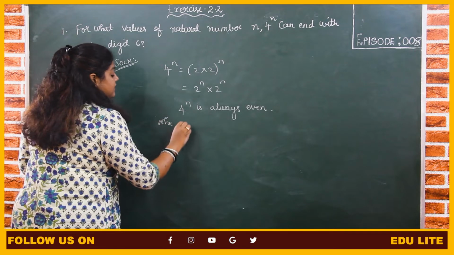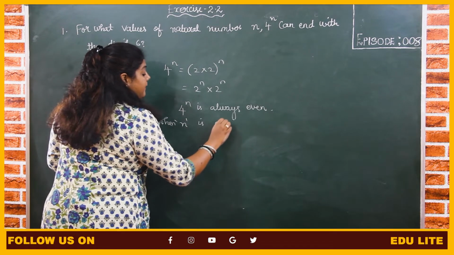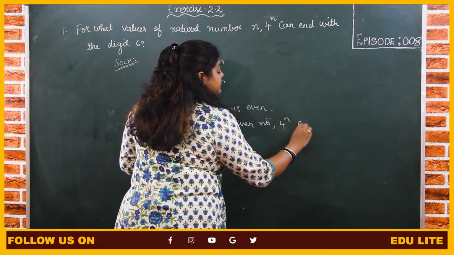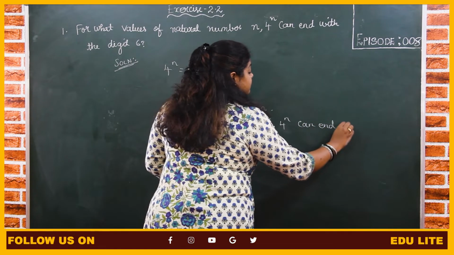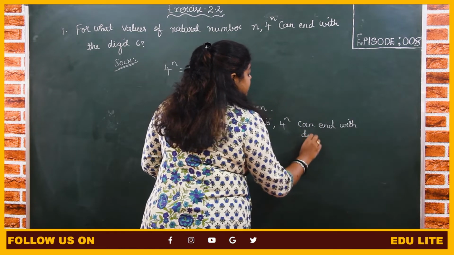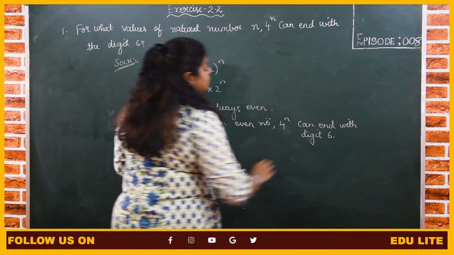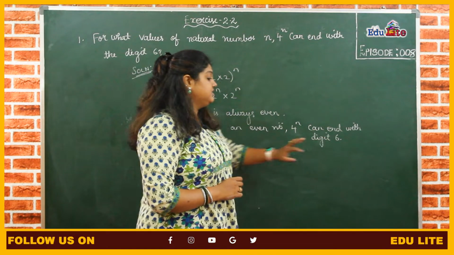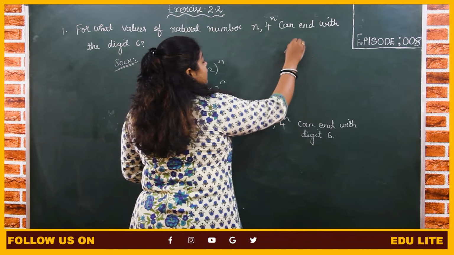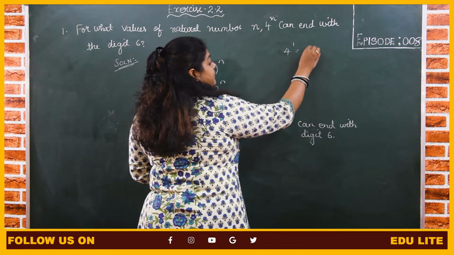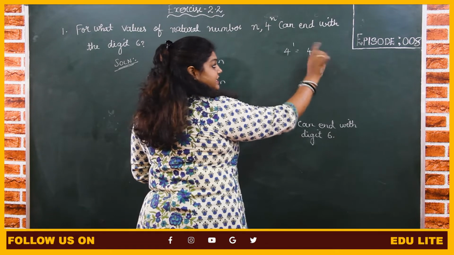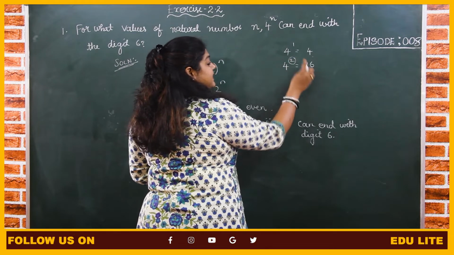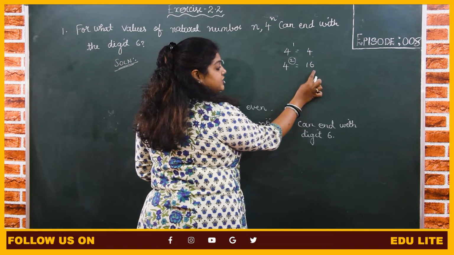So when n is an even number, 4 power n can end with the digit 6. Yes, we got the solution. Whenever n is an even number, 4 power n will end with the digit 6. Let us cross check. 4 power 1, where 1 is an odd number, is 4, which doesn't end with 6. Next we will choose 4 square. 4 square is 16.